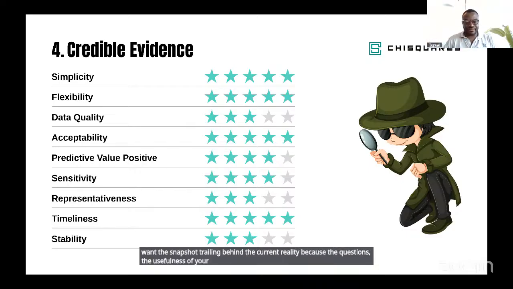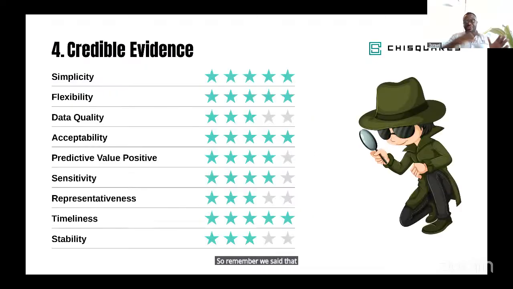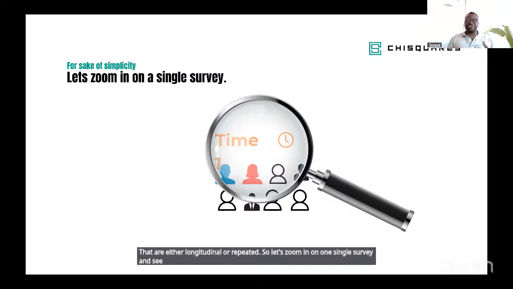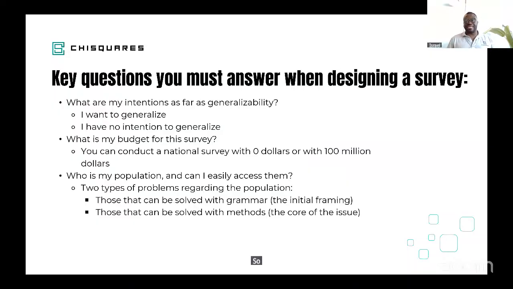So remember we said that the surveillance system is a bunch of surveys that are either longitudinal or repeated. So let's zoom in on one single survey and see how we consider issues of simplicity and representativeness and all those other indicators when we're designing surveillance systems. So the key questions you must answer when designing a surveillance system. One, what are my intentions, right?